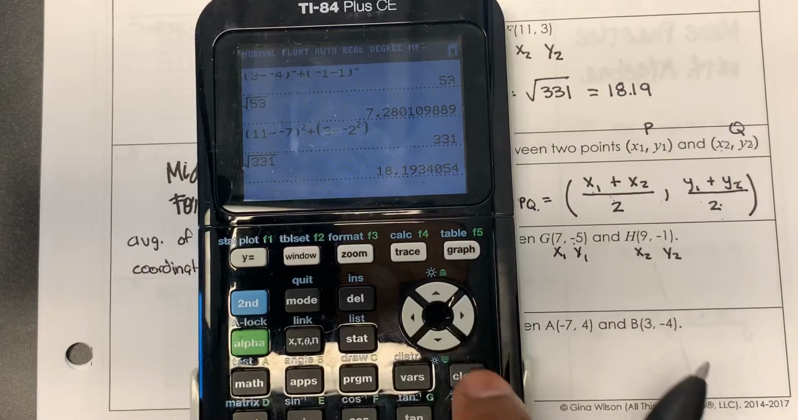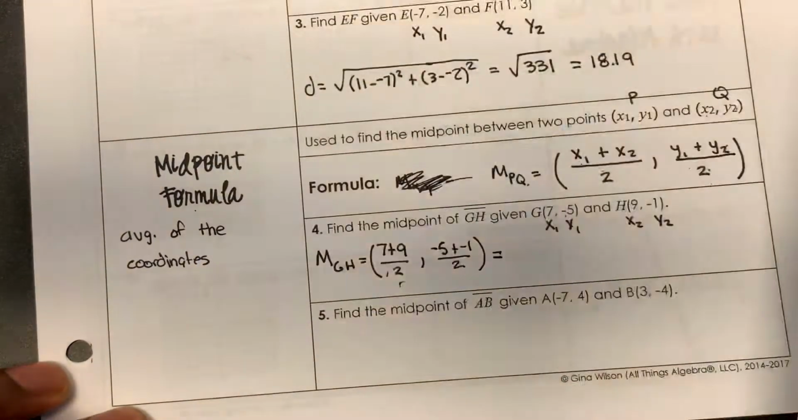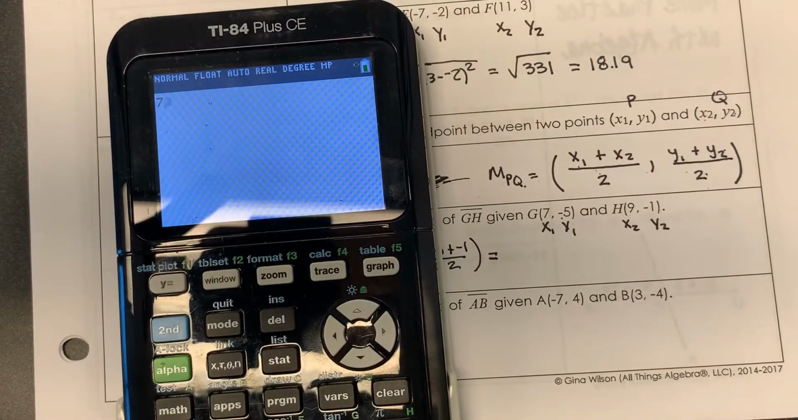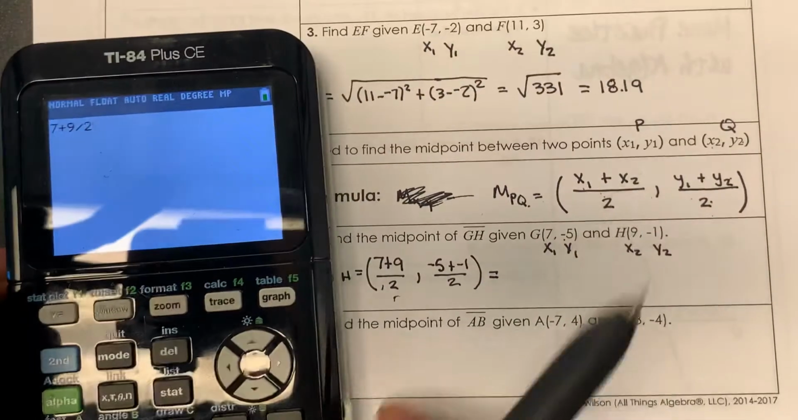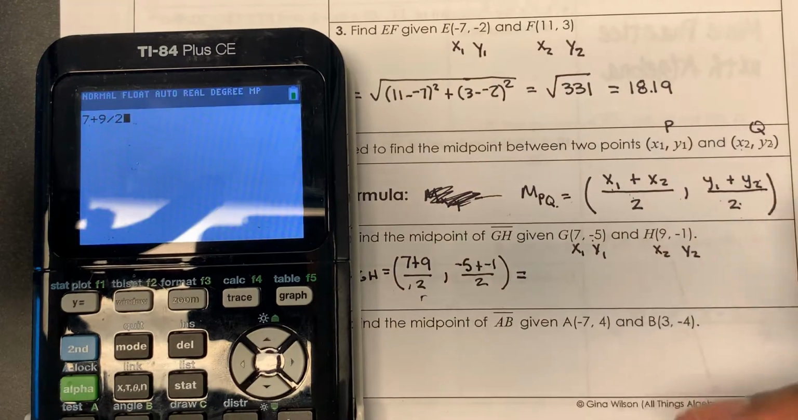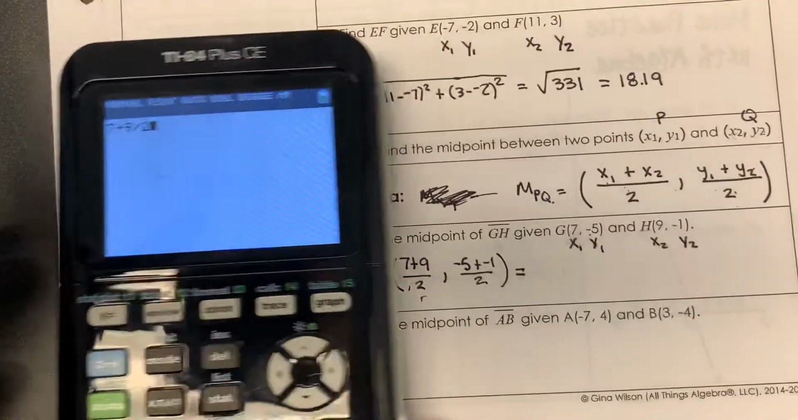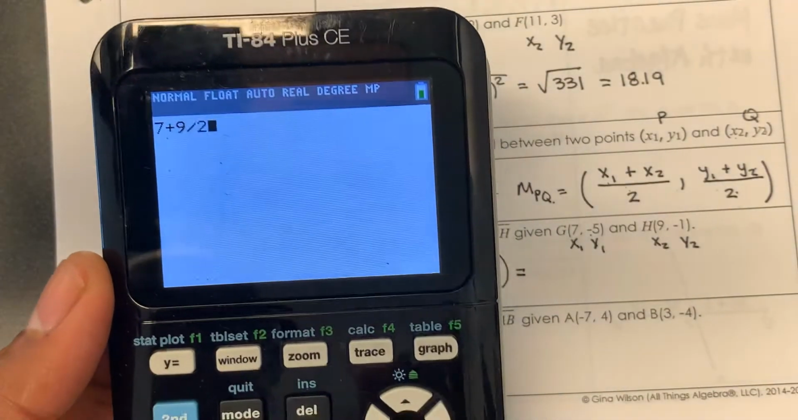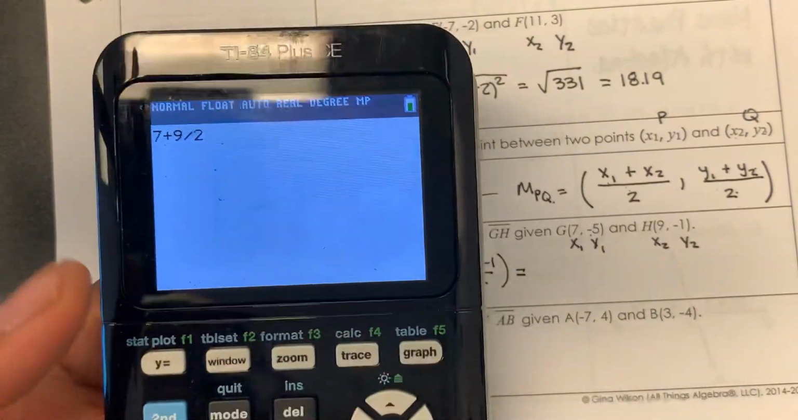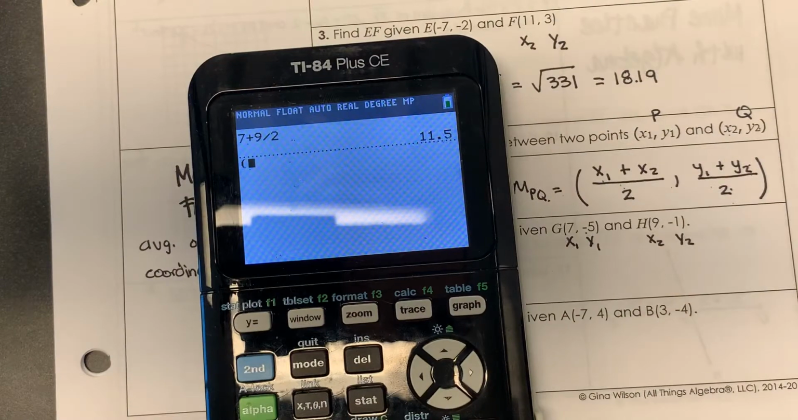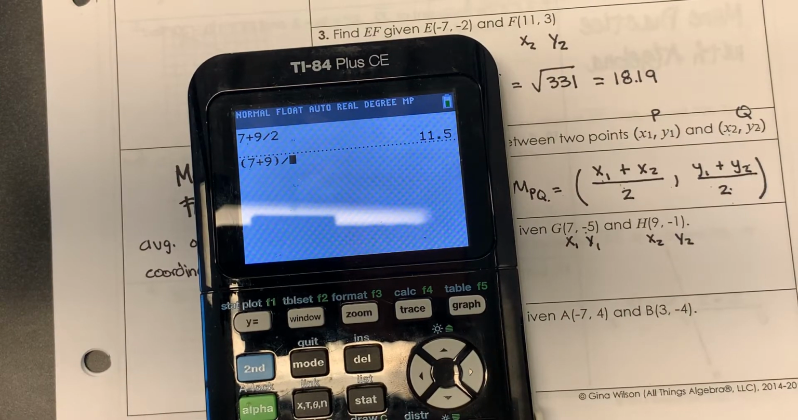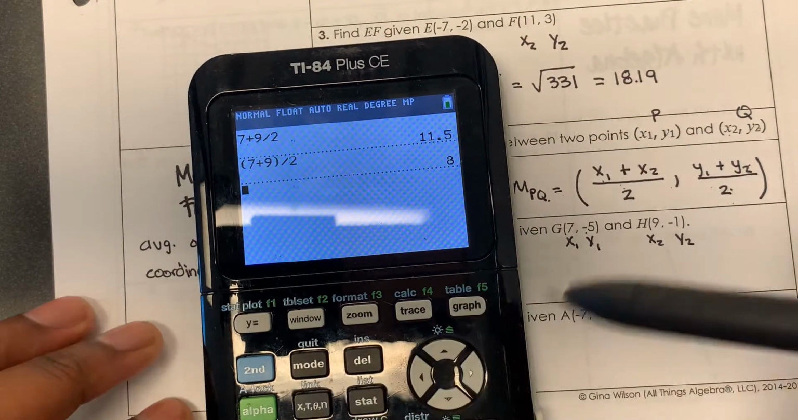So let's talk about a common calculator mistake that people make when they put this in the calculator. They would just do 7 plus 9 divided by 2. So we know 7 plus 9 is 16, and so 16 divided by 2 should be 8. A common mistake that students make is they put 7 and then they do plus 9 divided by 2, and this is going to give us 11.5, which we don't want. What we want is, in parentheses, 7 plus 9, divided by 2, and that gives us 8.